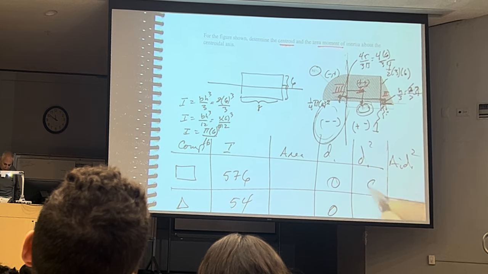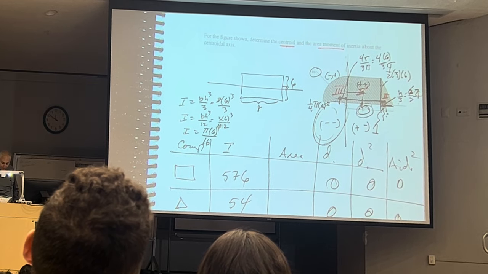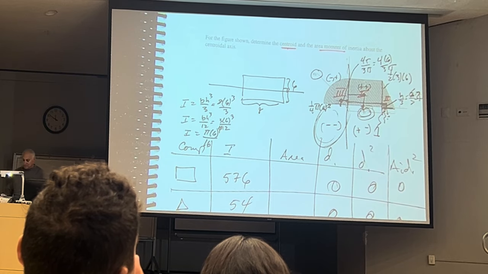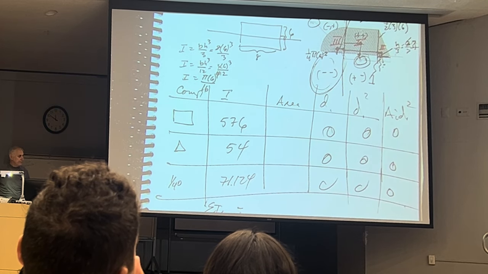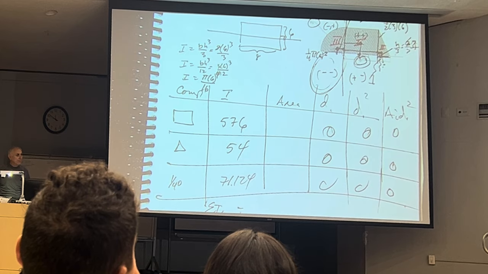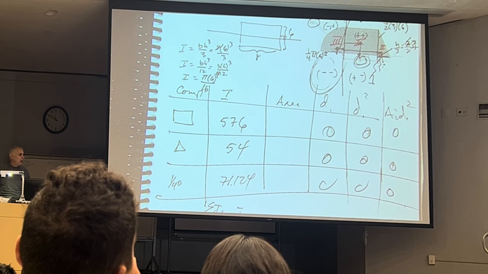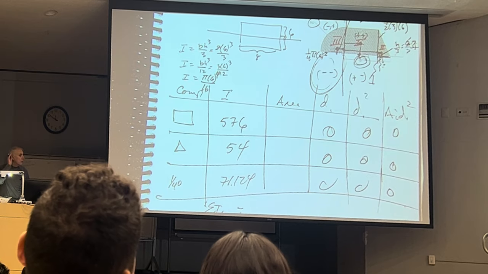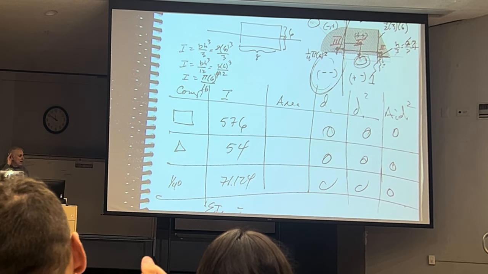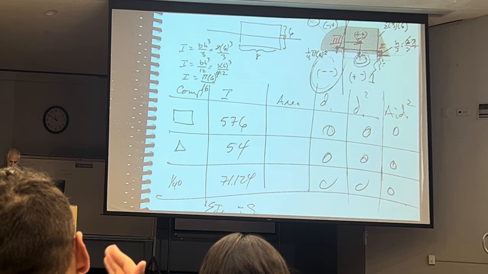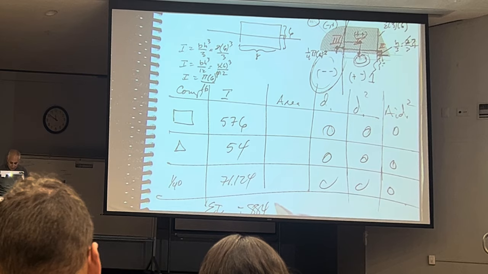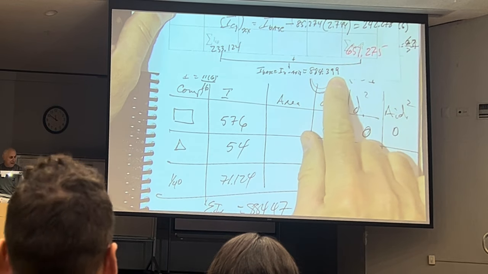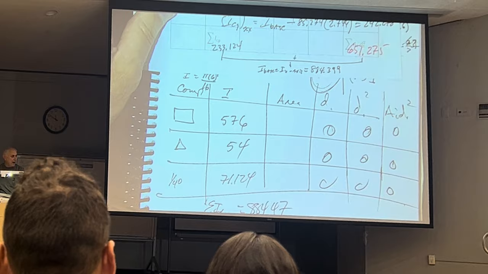Because these are all now zeros. What do we get? Somebody sum this up for me. 884.47. 884.399. Again, it's a matter of rounding somewhere along the line.